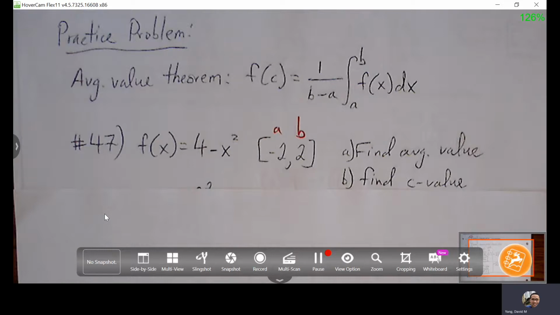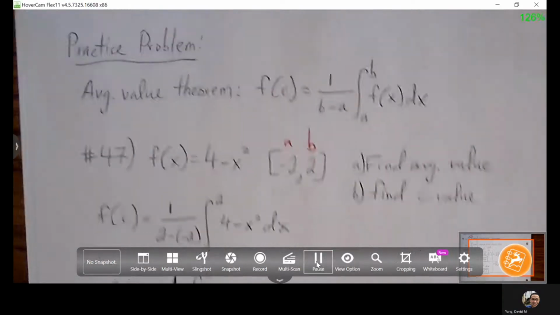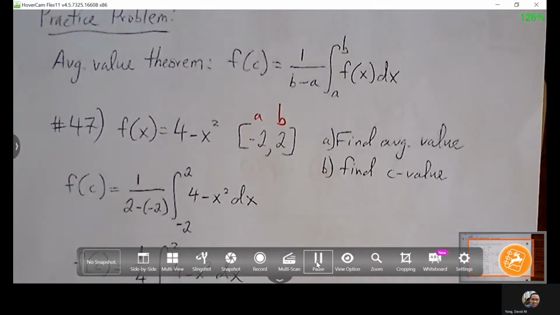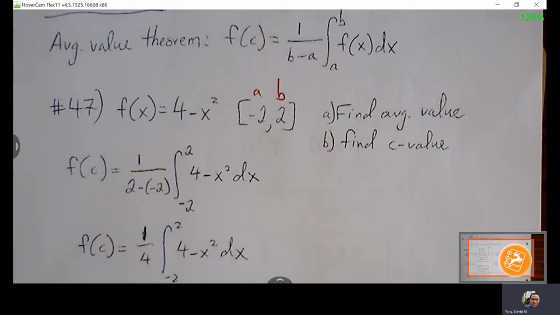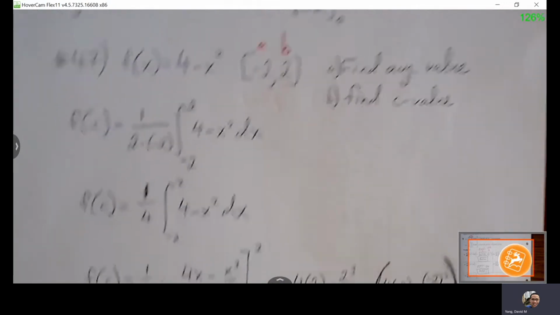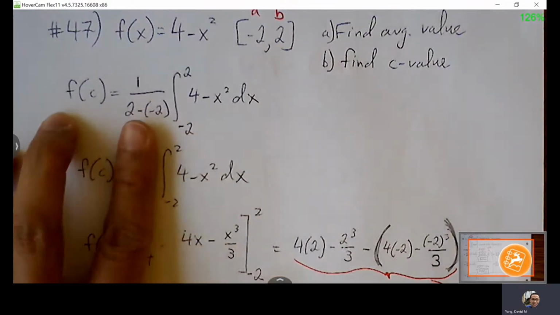Okay, let me go through the steps. It seems like most of you are on the right track. So we set everything up first. The a and b values get replaced with -2 and 2. Our function gets replaced with 4 minus x squared. And the first thing we do is take care of that indefinite integral.